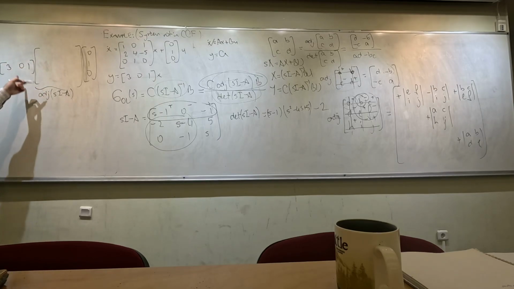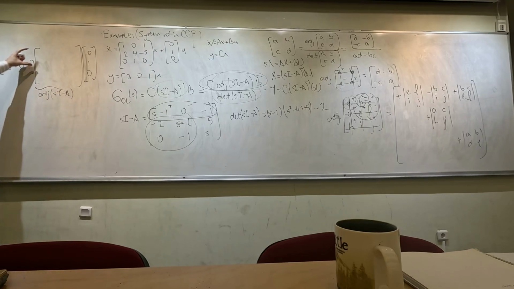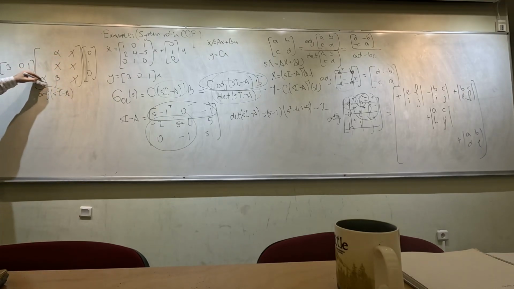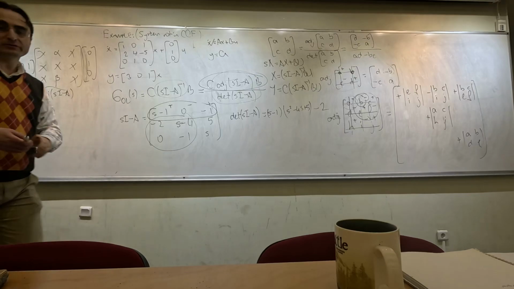In order for me to be able to calculate the numerator, which elements of the adjugate matrix do I need? This multiplication is going to give me the second column. This multiplication is going to be related to the first row and the third row. So which elements do I need? This element, let me say it's alpha, and this is beta. The other elements are don't care. So here this is going to be 3 alpha plus beta. So the only elements that I need to know in the adjugate are these two elements.